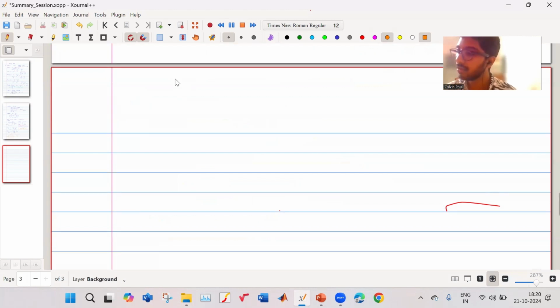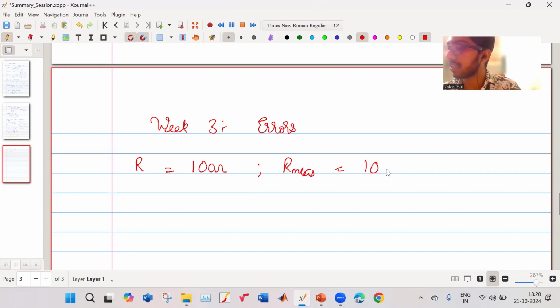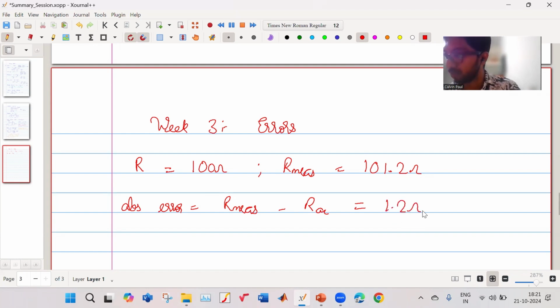So now we proceed to V3. V3 is related to errors. Now what is error? Suppose there is some resistance R whose true value is 100 ohm, but the measured value comes out to be say 101.2 ohm. This is the measured value. So what is the absolute error? It is the measured value minus the actual or true value. So that is 1.2 ohm.